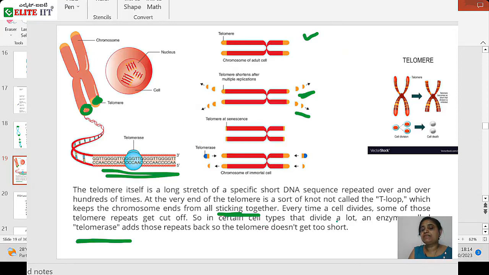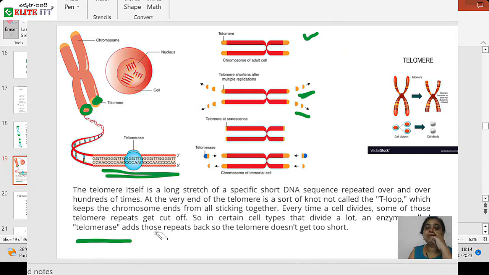And so in certain cell types that divide a lot, that means if more division is happening, so telomerase, sorry, I am so sorry, I told you wrongly. Telomerase is not cutting, telomerase is actually adding. So if every time the telomere part is shortened, what will happen? Very soon cell death will be there. So in order to control that, the telomerase enzyme is there in our body.